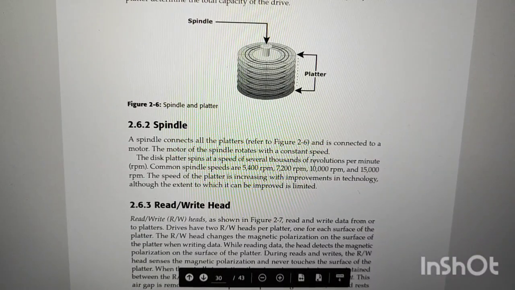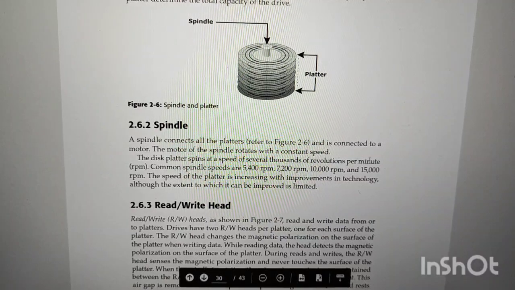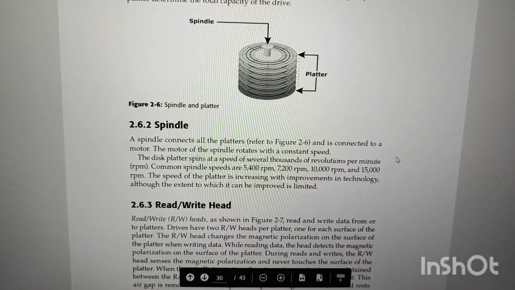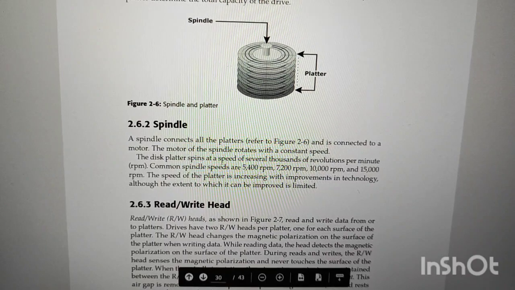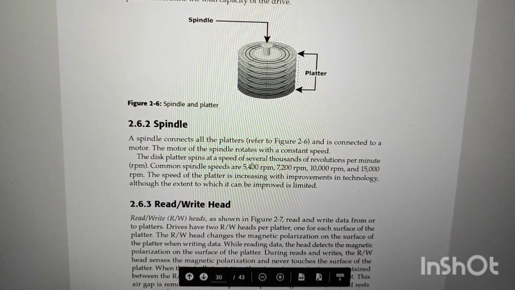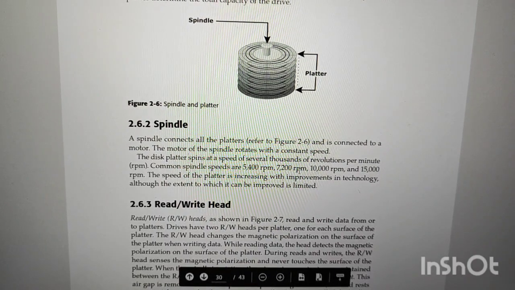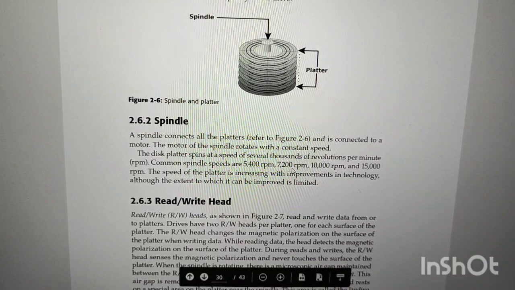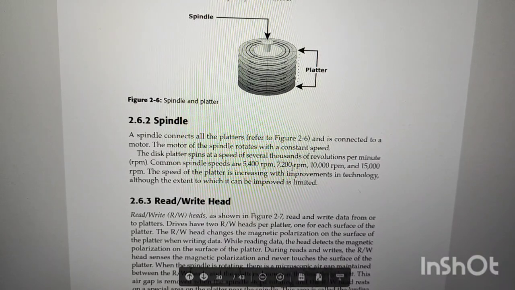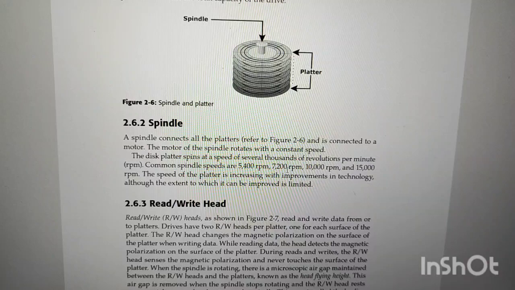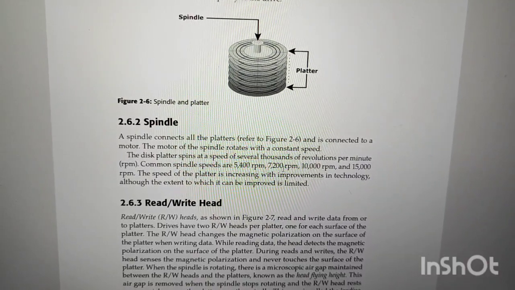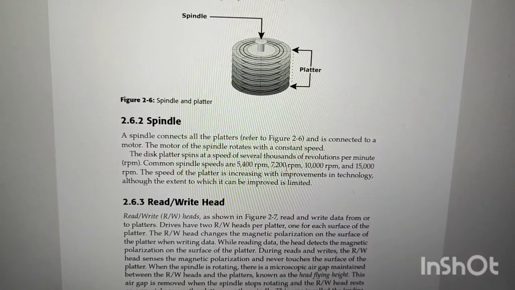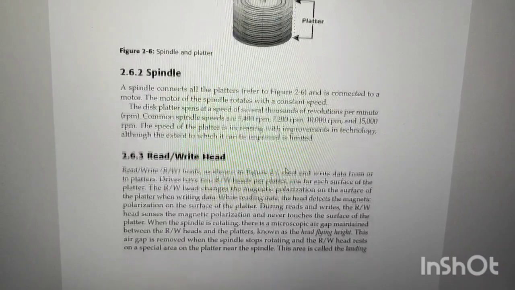It spins at a certain number of revolutions per minute, that's the RPM. The common spindle speeds are 5,400 RPM, 7,200 RPM, 10,000 RPM, and 15,000 RPM. These are your standard speeds. The speed of the platter has increased with improvements in technology. You're making it lighter and making it faster.